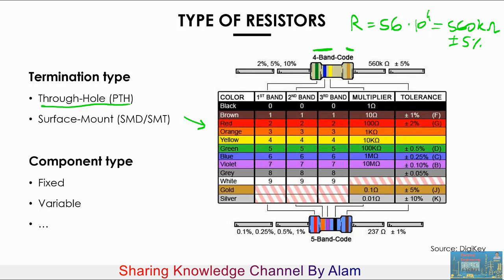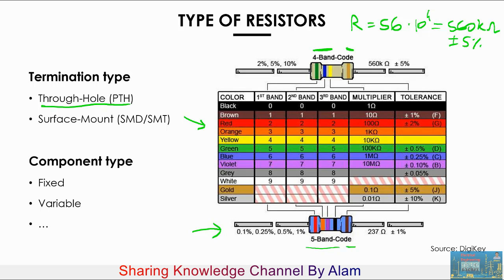Now, if you look at the 5-band code, this one is exactly the same concept. Even here you can distinguish the bands between two groups. There are 4 bands in a group together and one that is isolated. And just as before, for the first group, the first bands have to be taken at face value. So we have red, orange and violet. So red is 2, orange is 3 and violet is 7. So it's a 2, 3, 7. And then the last band of the first group is the multiplier. So in this case it's black, so the multiplier is 1 ohm. So in this case, the value of the resistance is actually 237 ohm.